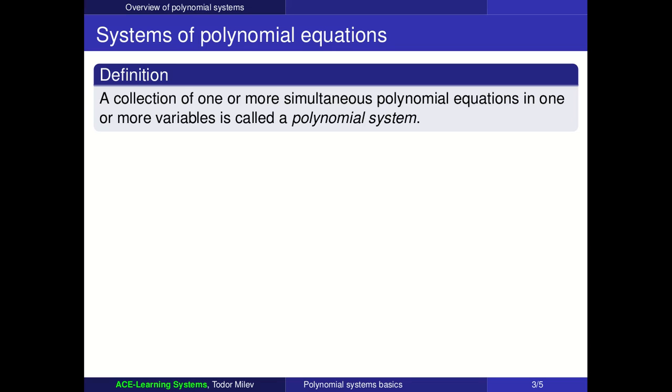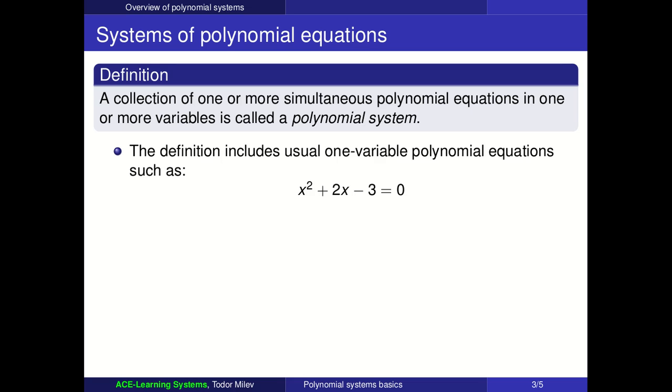Let us start by defining the notion of a polynomial system. A polynomial system is by definition a collection of one or more simultaneous polynomial equations in one or more variables. For example, a typical one-variable polynomial equation, such as x squared plus 2x minus 3 equals 0, would be a polynomial system. Of course, a polynomial system consisting of only one equation with only one variable. The variable is x.